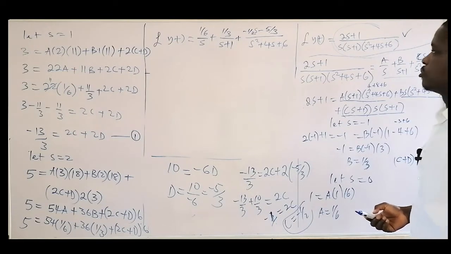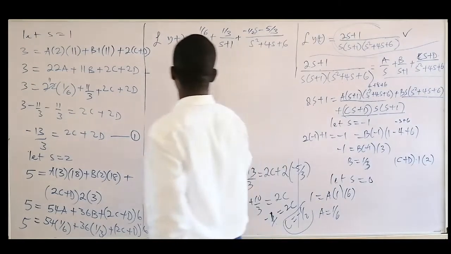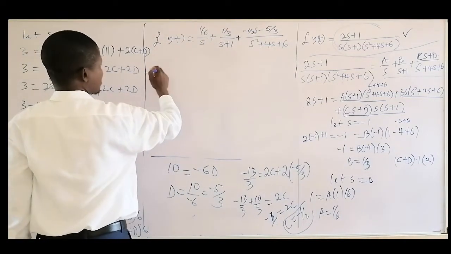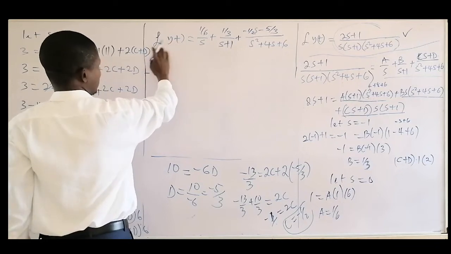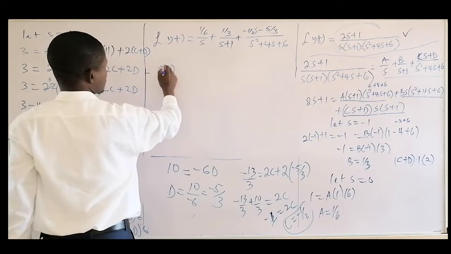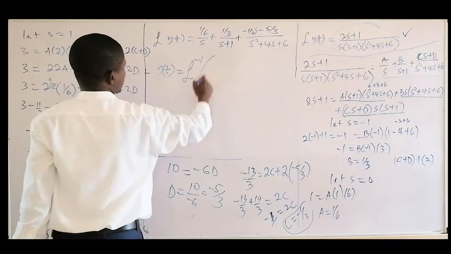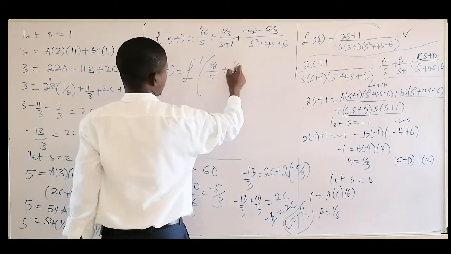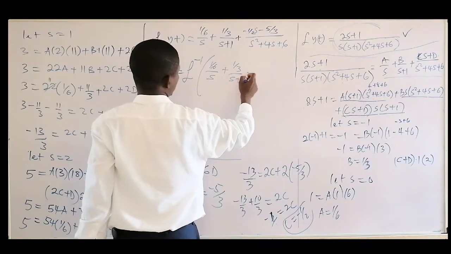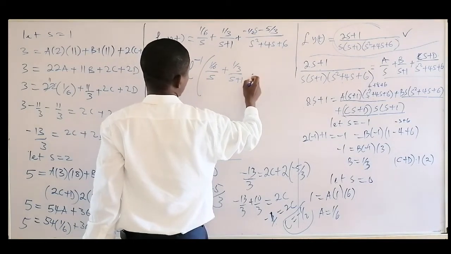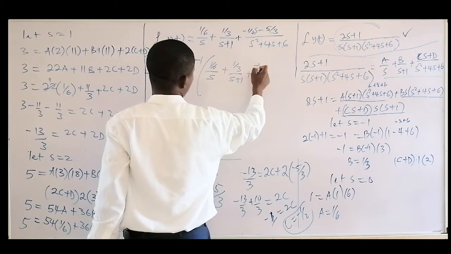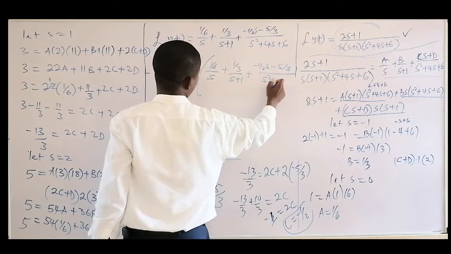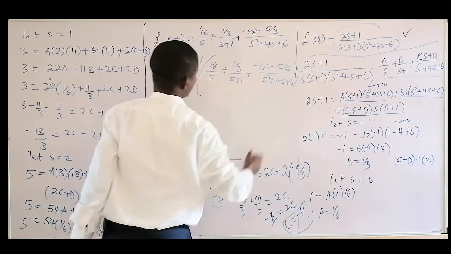So what we're going to do now is, we want y of t, so take inverse of both sides. So we take inverse of Laplace of a function to give you this. And that will be equal to the inverse of 1 over 6s plus 1 over 3 s plus 1, and then plus minus half minus 5 over 3, 1 over s squared plus 4s plus 6.